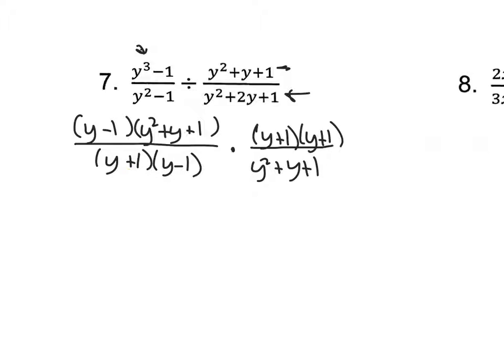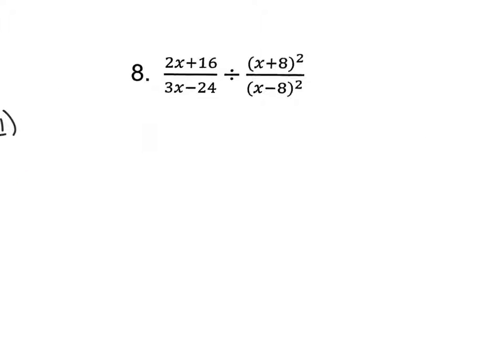And watch what happens here. The y plus 1's cancel. Look at this. The y squared plus y plus 1's cancel. The y minus 1's cancel. All that leaves me with is that y plus 1 in my numerator. And just 1 on the denominator, but you don't even have to write that. That was pretty neat. Learn how to factor cubes.